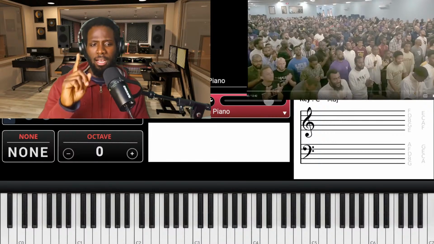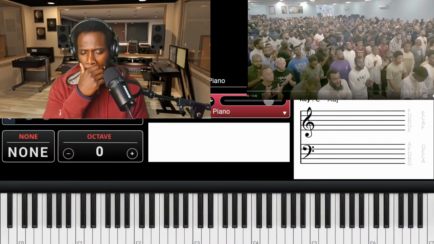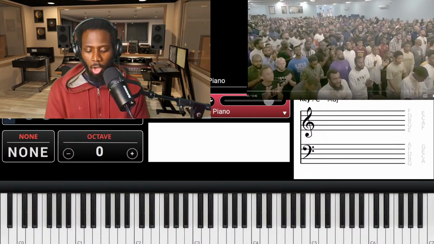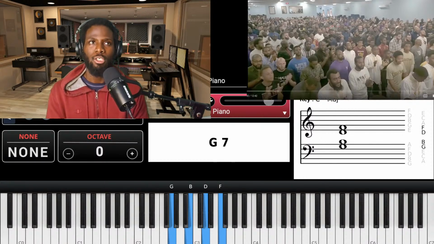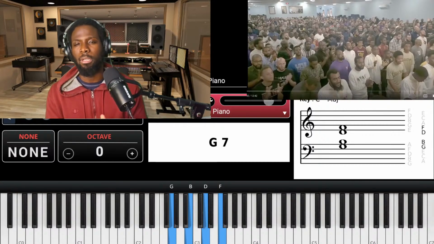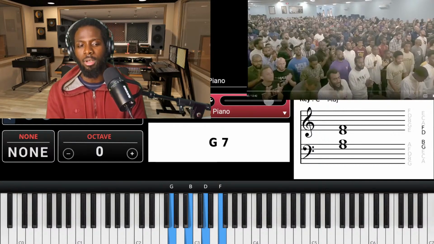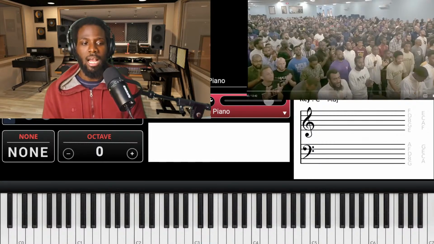Oh, matter of fact, let me address this. So the G7, you could play it with the inversion, but I'm gonna show you why I wouldn't actually recommend that within particular types of music. All right, so I'm gonna show you what I mean. Just remember that. But let's actually see how we add in the 9 with sound.